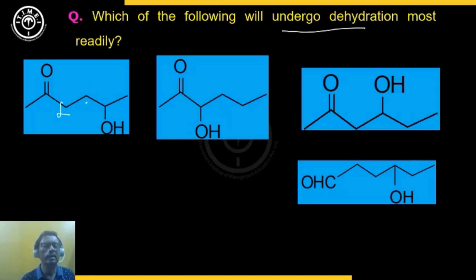This is alpha, this is beta, this is gamma hydroxy. This is alpha hydroxy. This is alpha, this is beta hydroxy. So this should be easily done. This is alpha, beta, this is gamma hydroxy, right? So you got the hint. So undergoing dehydration is easy for an aldol, right? So this is the third compound which will easily undergo dehydration to form alpha beta unsaturated ketone in this case, because you have started with a ketone.